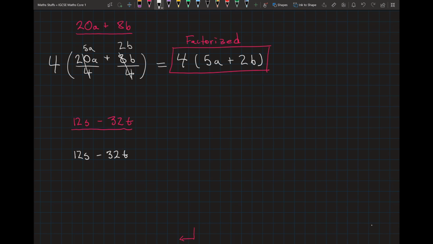So that means we should probably be looking at our coefficients, these right here. What number can we divide both of these by in order to make these coefficients smaller? We could try 2. If we did 2 on both sides, then this would be 6s and this would be 16t. Is there something better we can do though? Better than that?